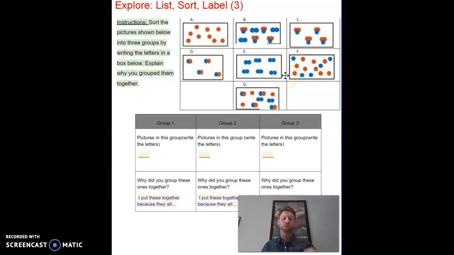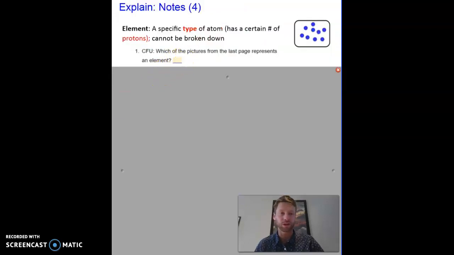Wait, but Mr. Ducharme, there's 2 of them stuck together. Shouldn't that make it something else? It's still considered an element. And some elements in nature are always found stuck together. For example, oxygen. Oxygen is always found as 2 oxygen atoms stuck together. But as long as they're all identical, that means it is a pure substance, also known as an element. So here for our check for understanding, we should say A and E represented an element.